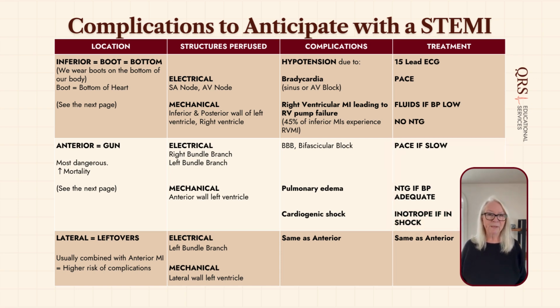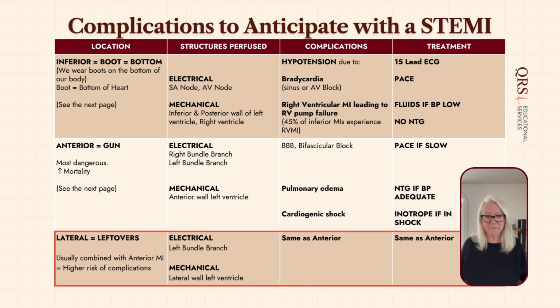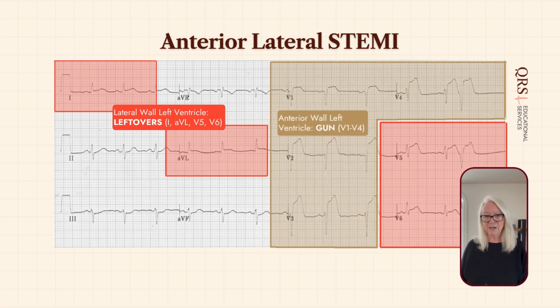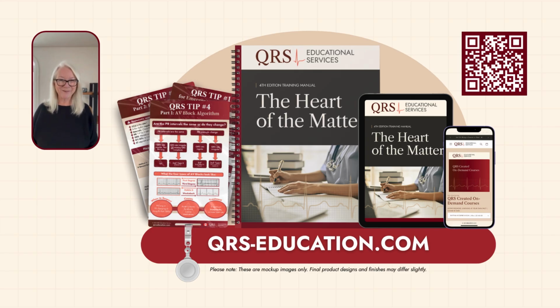The last group on the 12-lead ECG is the lateral leads, which are the leftovers. And really what you need to know about the lateral infarcts is they usually don't occur in isolation. They are usually combined with an anterior MI. So to have an anterior lateral MI means that the chance of them going into acute pulmonary edema or cardiogenic shock is even higher.